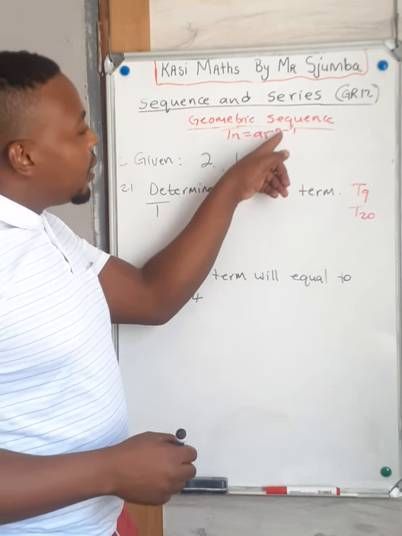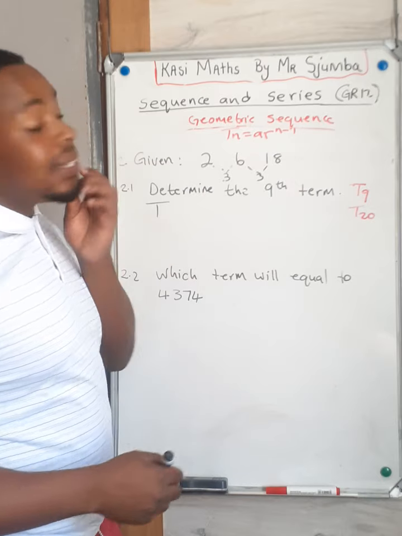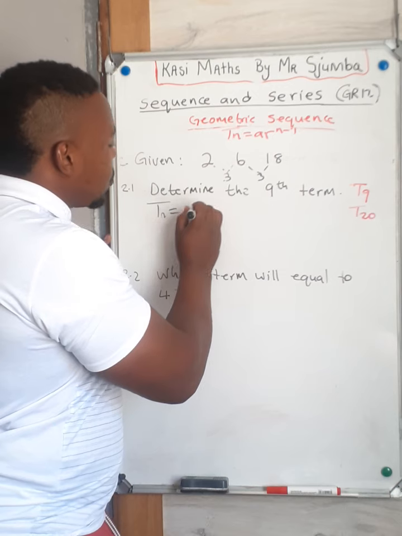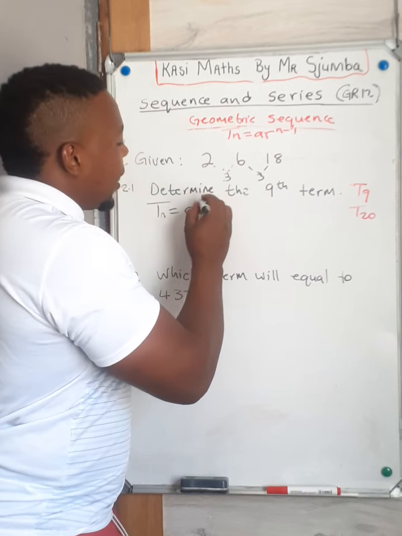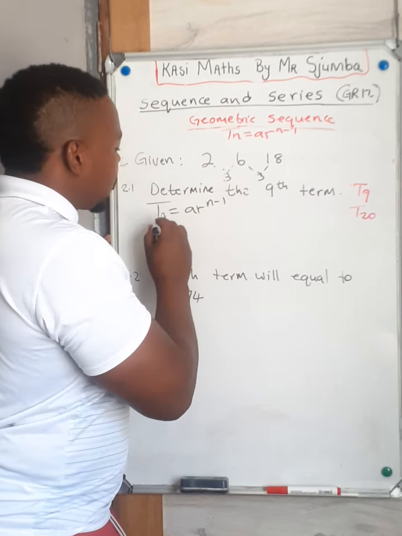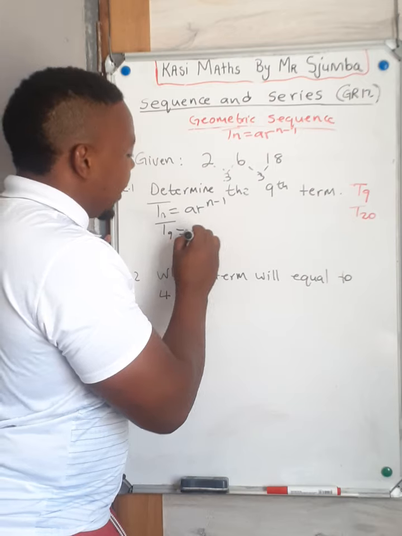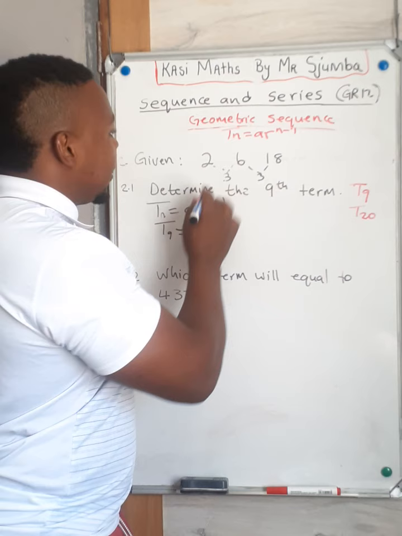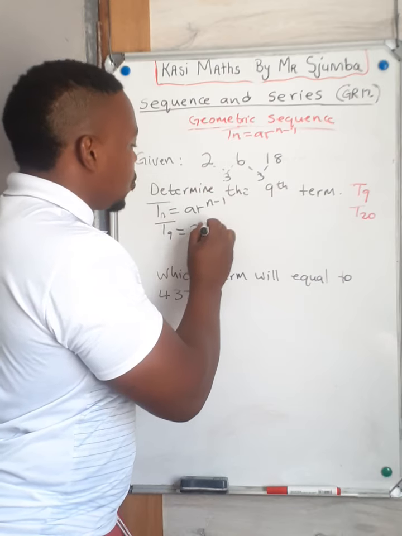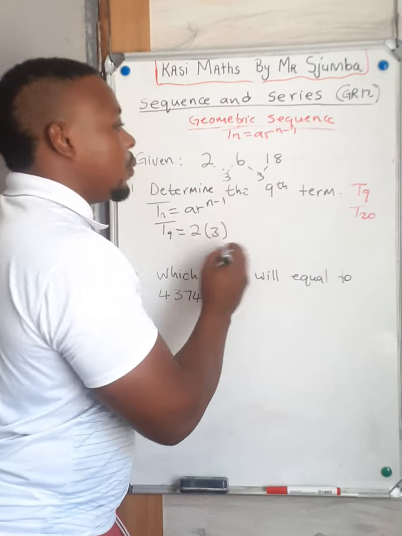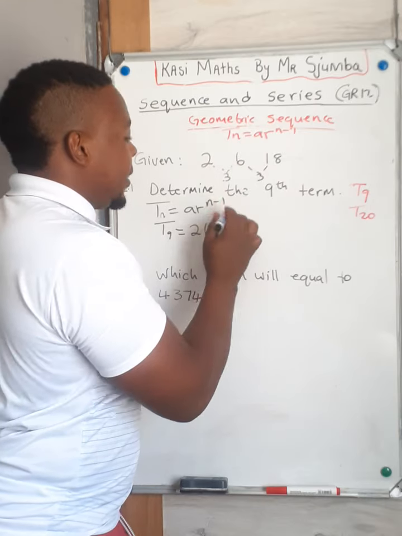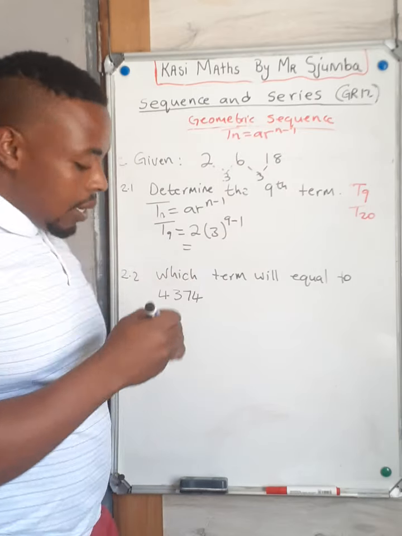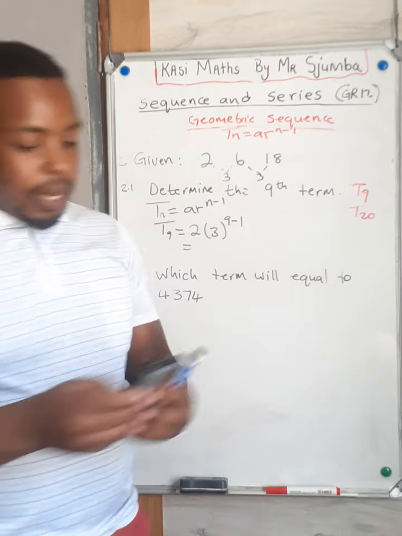9 where there is n, and then we're going to get our answer. So Tn is equal to ar^(n-1). Now we're looking for T9. It means where there is n, I should substitute 9. A is our first term, which is 2. R is our common ratio, which is 3. And then here, instead of n, I put 9 minus 1. And then we should get our answer.